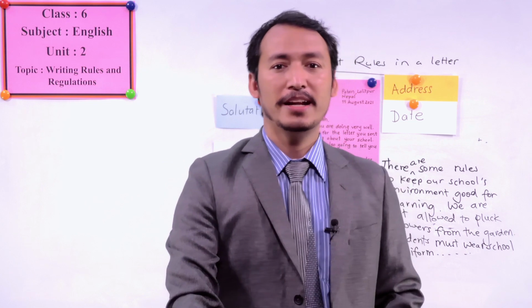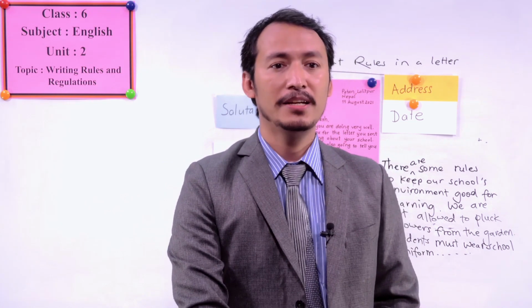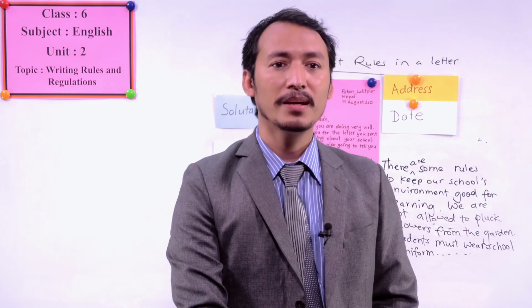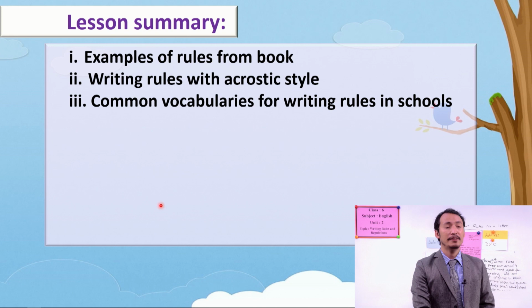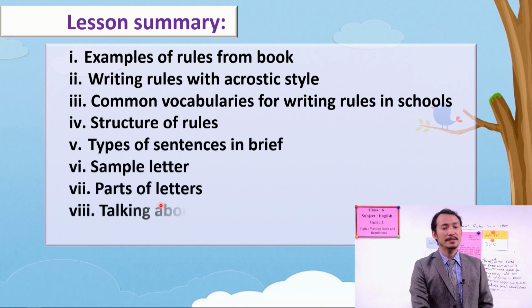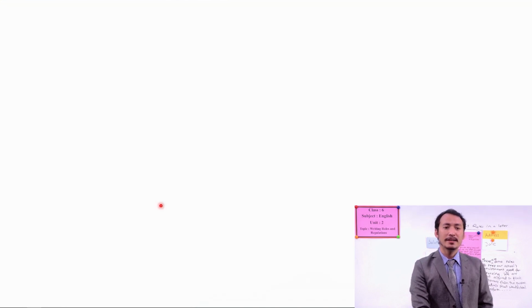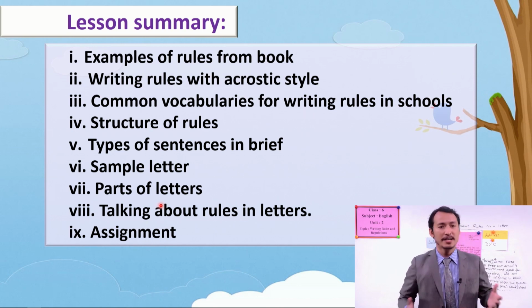Okay, this is now the end of today's lesson. So we have today learned about examples of rules from the book, writing rules in acrostic style, common vocabularies for writing rules in school, structure of rules, types of sentences in brief, a sample of letter, and parts of letters, talking about rules in letters, and assignment. We have completed these exercises today.